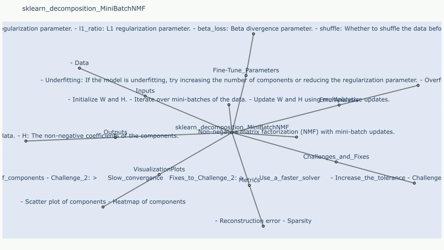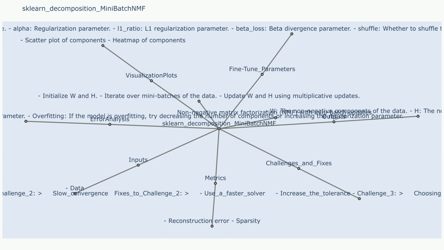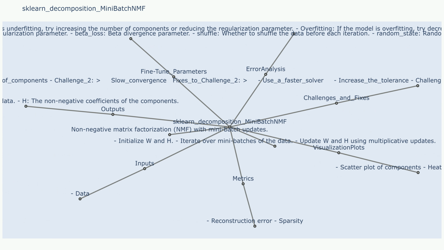Visualization plots. Reconstruction error vs. iteration. This plot shows how the reconstruction error changes over time during training. This can be used to assess the convergence of the algorithm. Components matrix. This plot can be used to visualize the components learned by the model. Each row of the components matrix corresponds to a component, and each column corresponds to a feature. Heat map of the components matrix. This plot can be used to visualize the sparsity of the components matrix.